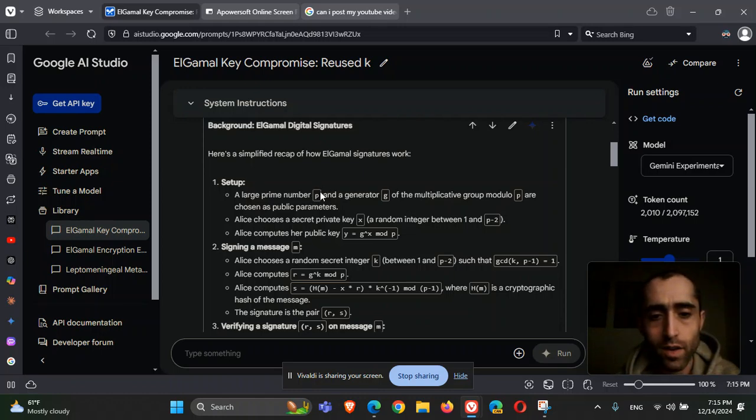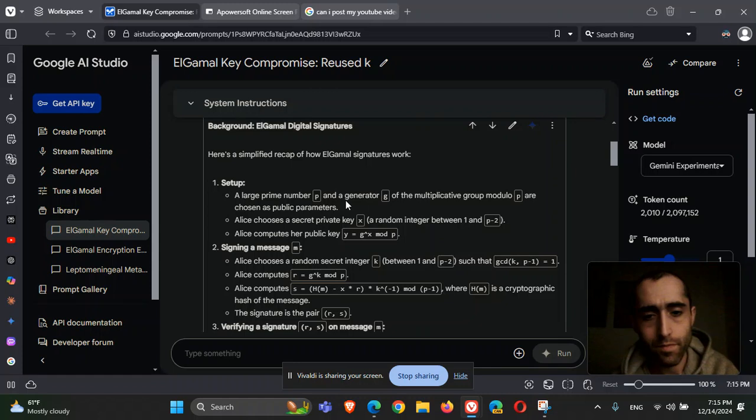The setup says that we are taking P, which is a prime number, and a generator G, if you want to call it that, a primitive root of the multiplicative group of P. So we set up P and G, and we have the multiplicative group. Now we choose a secret, which is X. It should be between 1 and P minus 2. And we create the public key, which is Y equals the generator to the power of X mod P.